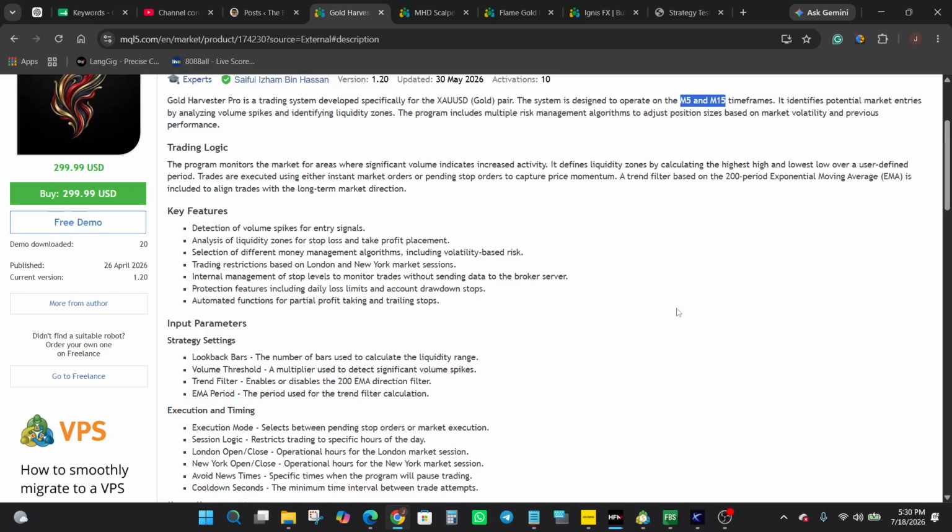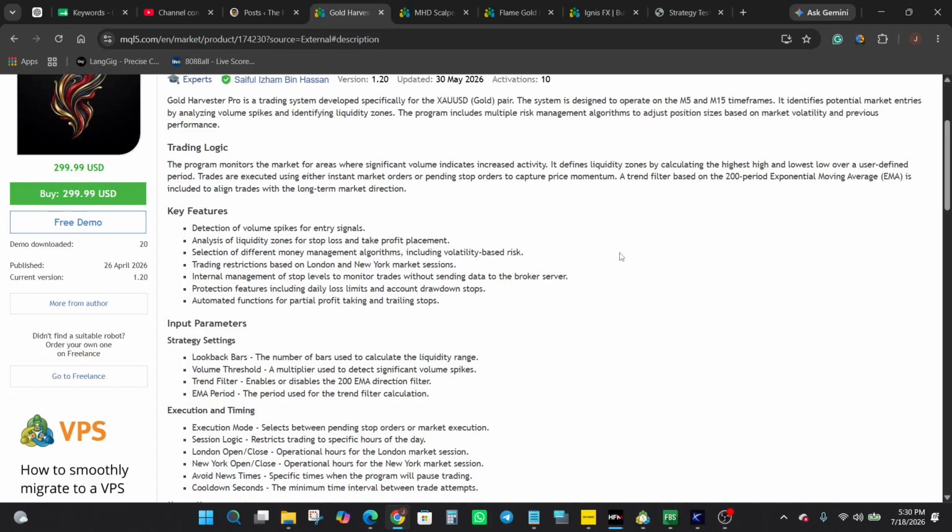Now, moving into the trading logic section, the system monitors for periods of significantly increased volume and defines liquidity zones using the highest high and lowest low over a configurable look back period. Trades are placed either as instant market orders or pending stop orders, and there's a 200 period EMA trend filter included to keep trades aligned with the longer term direction.